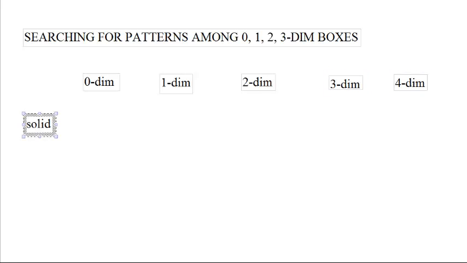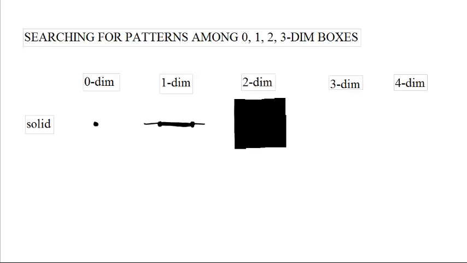Let's start with the solid boxes. That's a solid 0-dimensional box. That is a solid 1-dimensional line segment. That is a solid 2-dimensional square. That, if you take my word for it, is a solid 3-dimensional box. Who knows what a 4-dimensional solid box looks like?